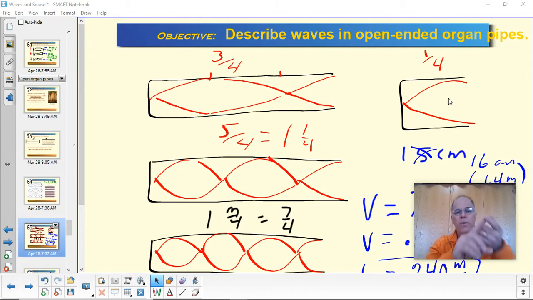Strings always go by half a wavelength: 1/2, 3/2, 5/2, and so on. Pipes that are open at both ends go by the same pattern. But organ pipes that are closed at one end and open at the other go by 1/4, 3/4, 5/4, 7/4, and so on. Now, this is significant when you're designing organs, because this means that you can make a tone with a pipe that's half as long.